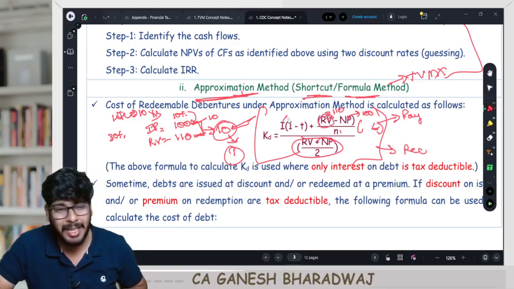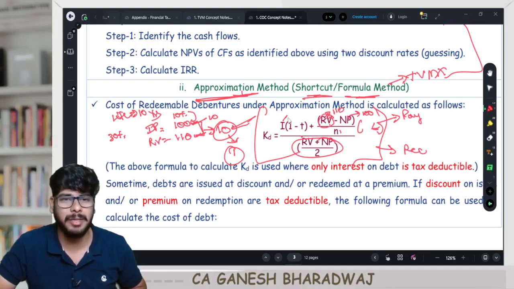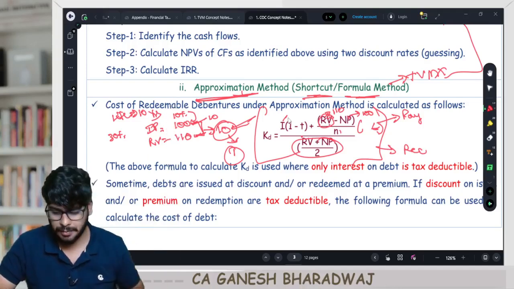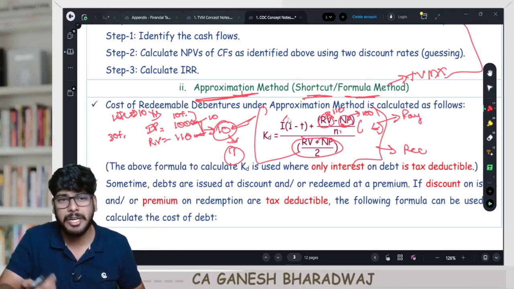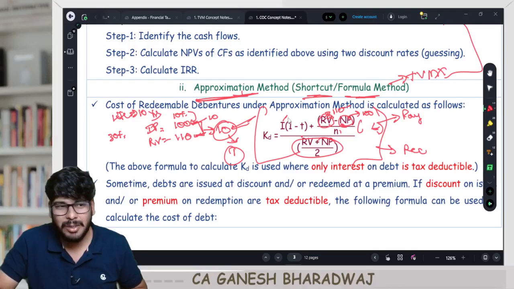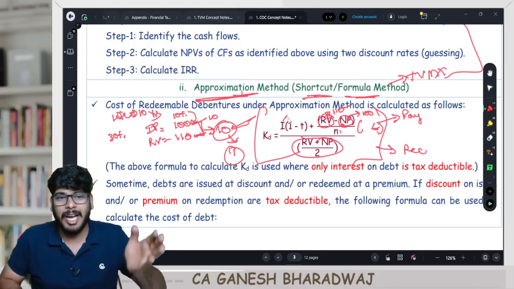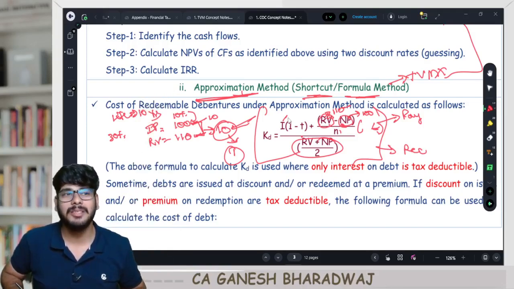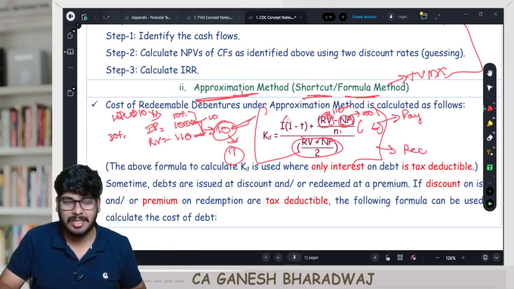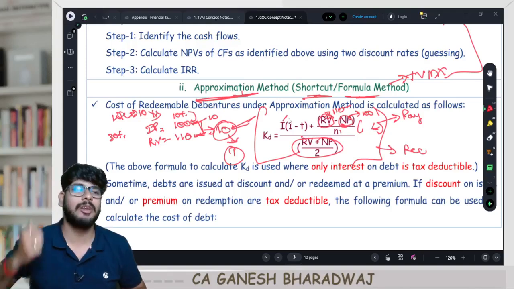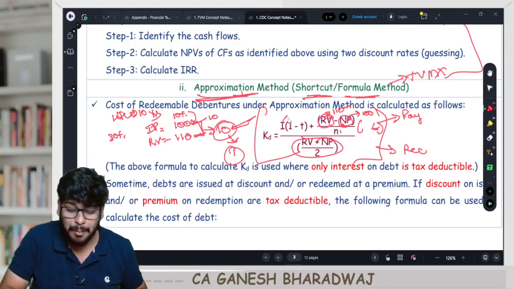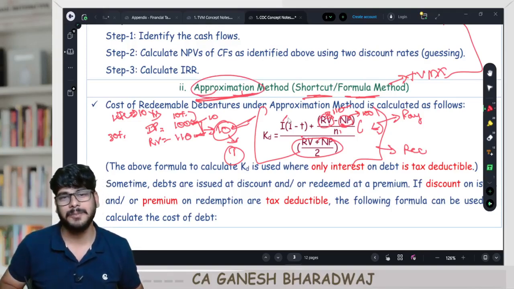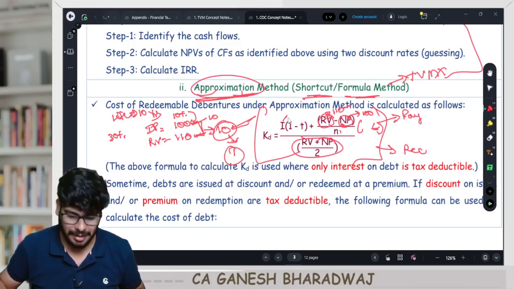Reason is RV, redemption value. When does it happen? At the end of 10th year. NP, net proceeds. When do you get it? Today. Now, can you directly subtract a cash flow arising at the end of the life with a cash flow arising today? Put it short, this logic defies the concept of time value of money. That's why it's called an approximation. It's not an exact value. That's the reason.